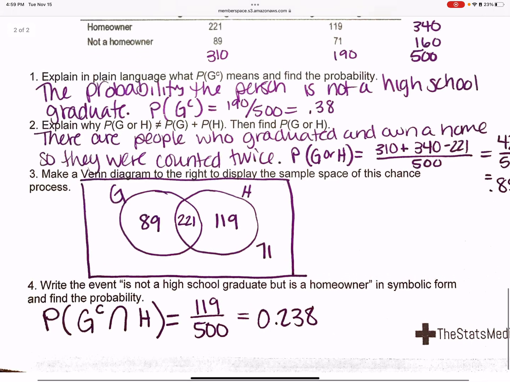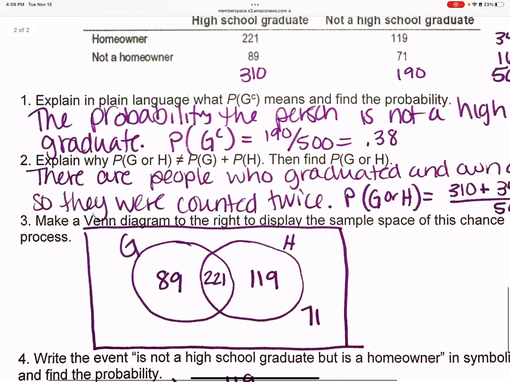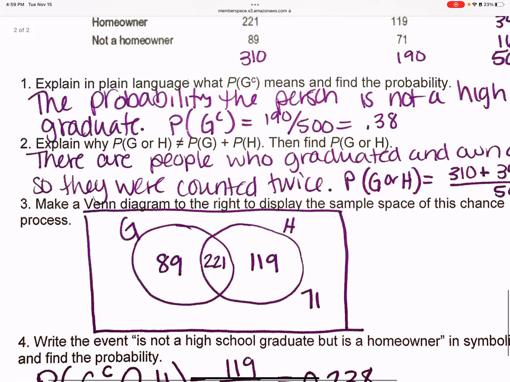A Venn diagram, the easiest way to do is start with that overlap of 221 and then put the 89, which represents those that are high school graduates but not homeowners, and the 119 are those that are homeowners but not high school graduates. And then 71 are not a homeowner and not a high school graduate.